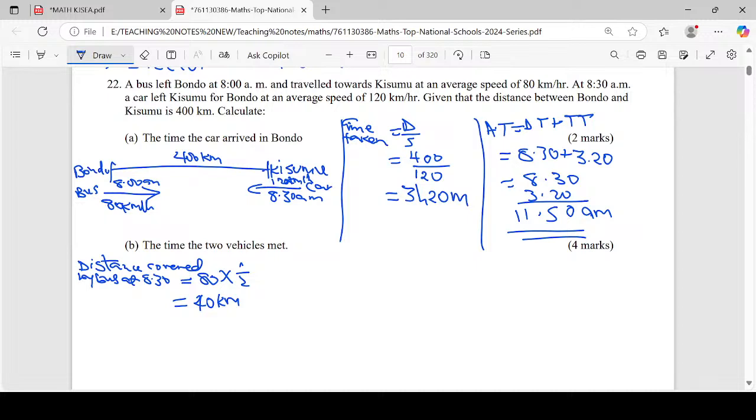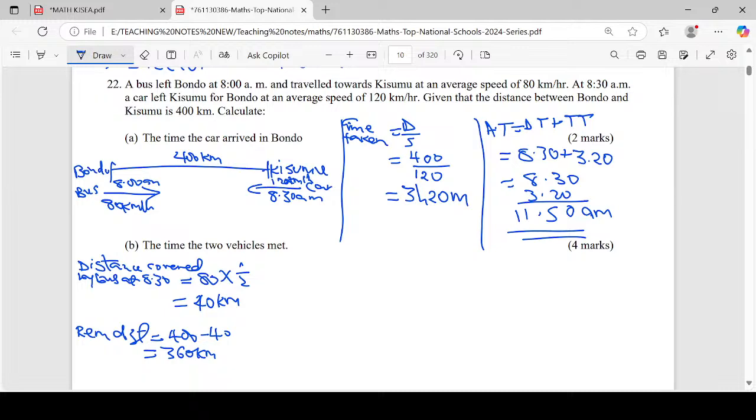Because it has covered 40 kilometers and these vehicles are approaching each other, let's get the remaining distance. To get the remaining distance, you take the total distance 400, you subtract the distance that has already been covered by the bus, 40. This is going to give you 360 kilometers.